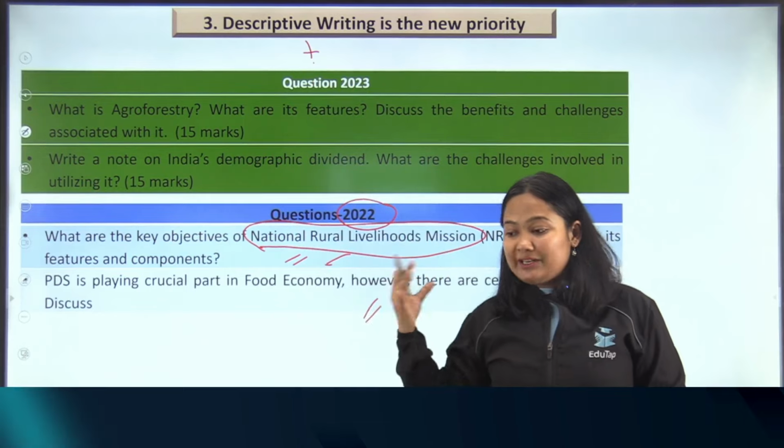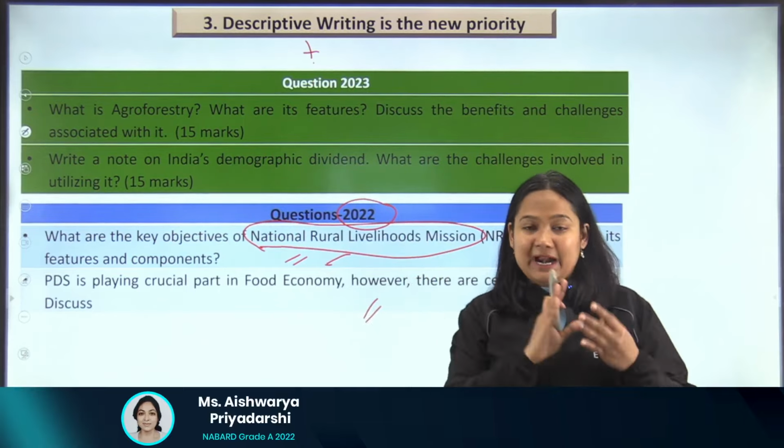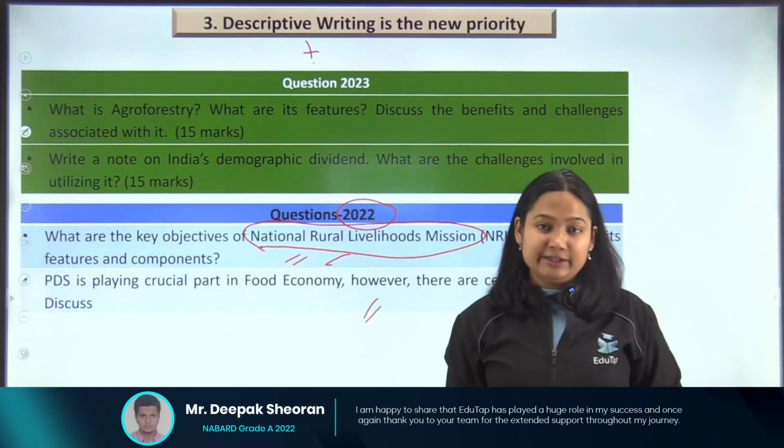When you start preparation, start preparing the static portion first, and when you are preparing for phase 1, don't only focus on the objective part. Start writing answers. So make descriptive writing your new priority.